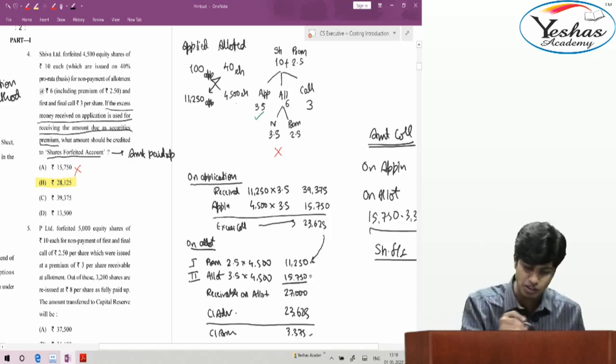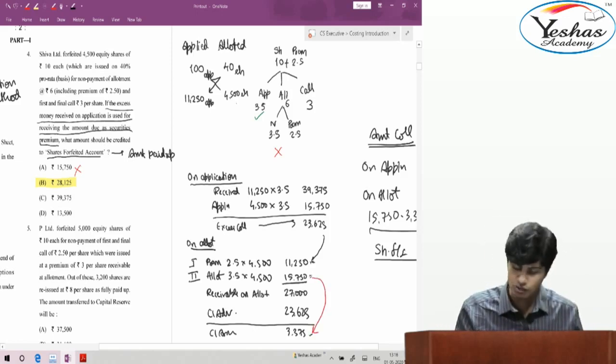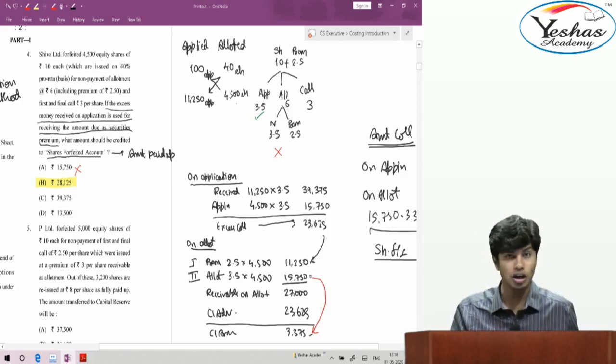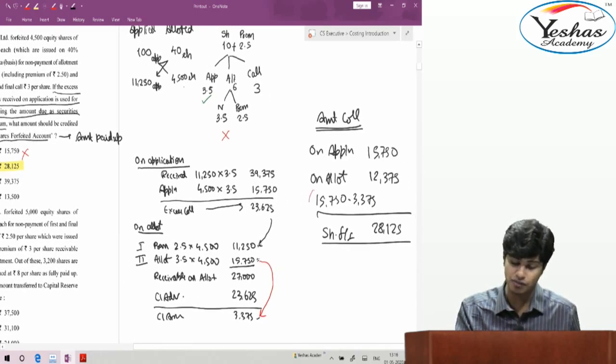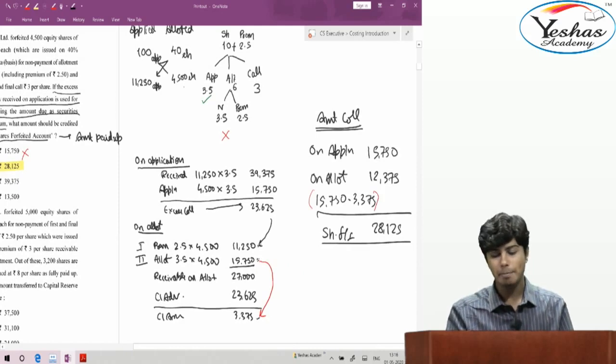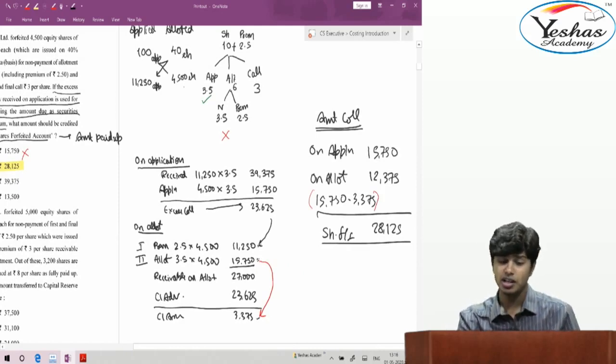Out of 15,750 that is receivable on allotment, 3,375 is calls in arrears, not received. So out of 15,750, I will deduct 3,375. Balance of 12,375 is received. So total money received is 28,125.